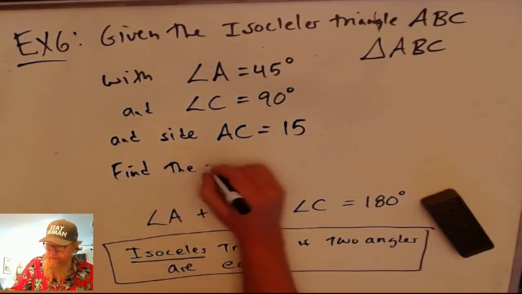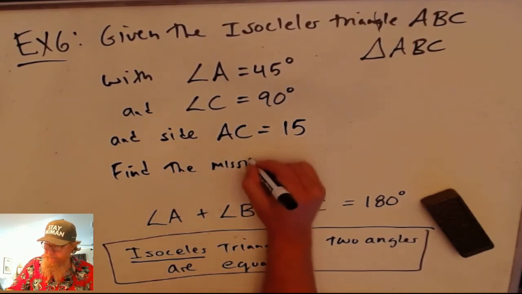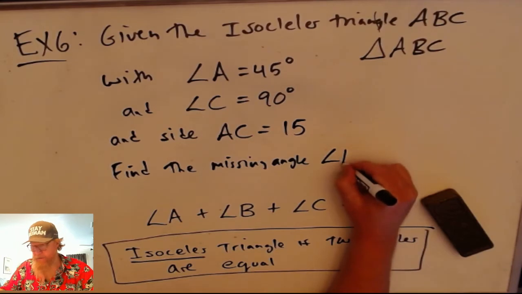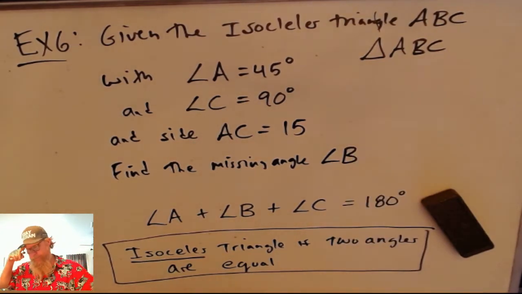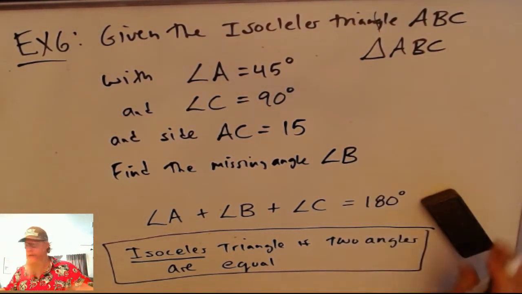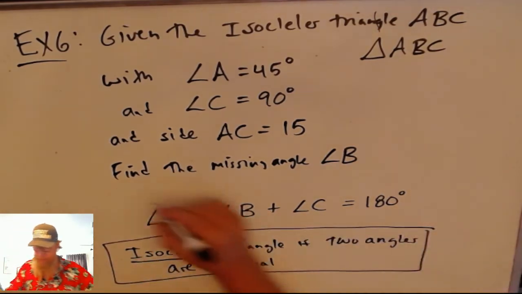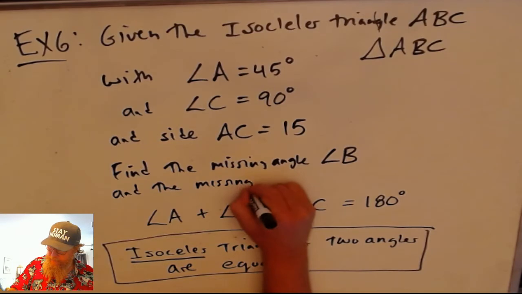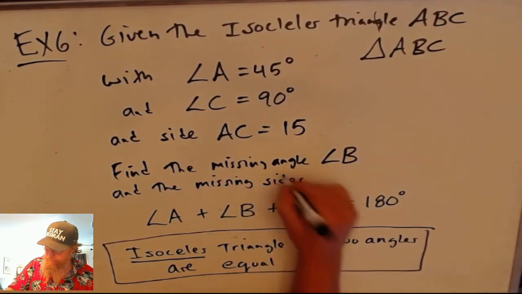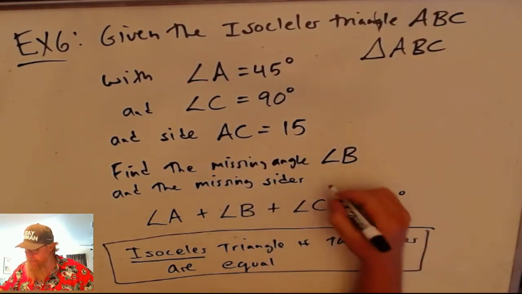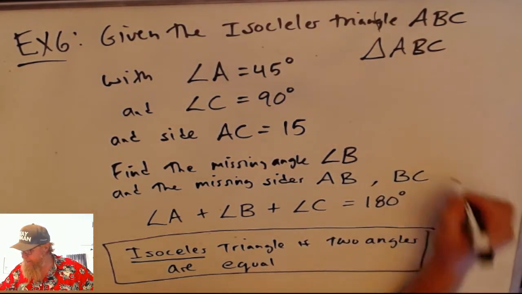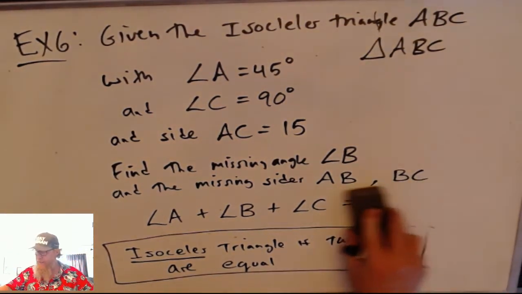find the missing angle, which would be, I guess, angle B is missing, and the missing sides. If we have AC, that means we don't have AB and we don't have BC. Those would be the missing sides.